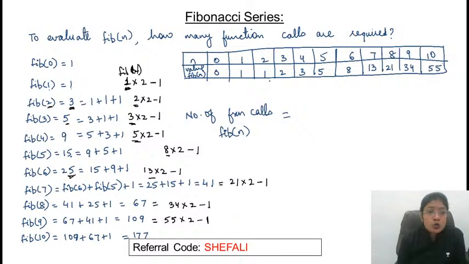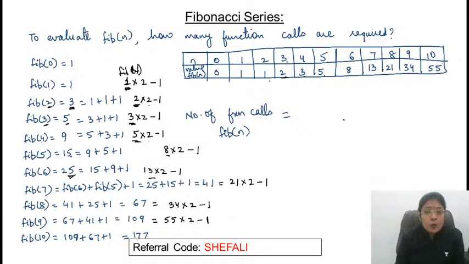For Fibonacci 2, we are taking the value of Fibonacci 3. Fibonacci 3 value is 2. 2 into 2. 3 के लिए कौन सी value ले रहे हो? Fibonacci 4 की value. Fibonacci 4 की value क्या है? It is 3. To calculate the number of function calls for Fibonacci 4, we are taking the value of Fibonacci 5, that is 5. 5 into 2 minus 1.